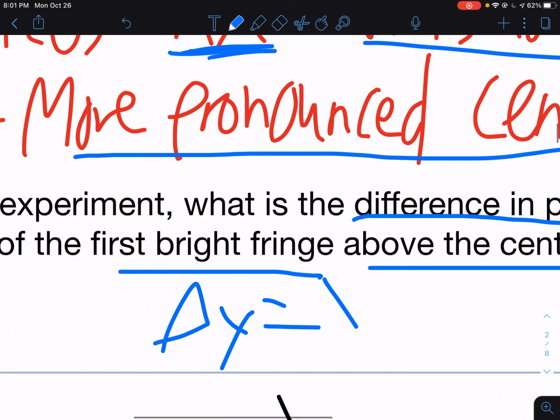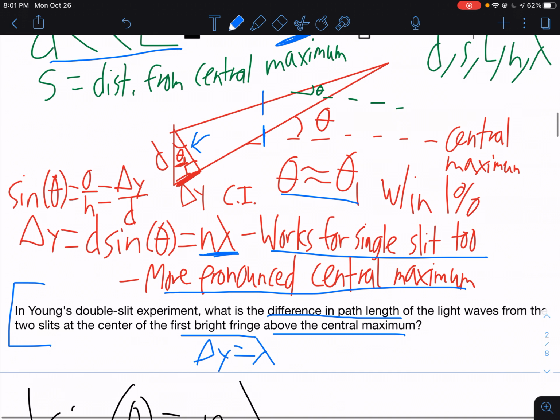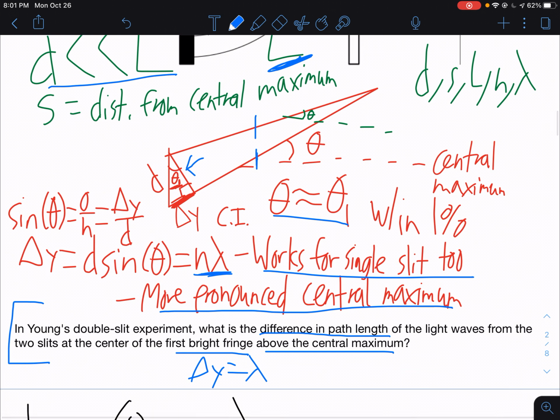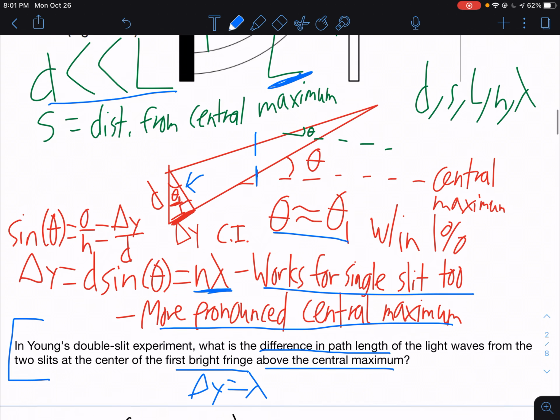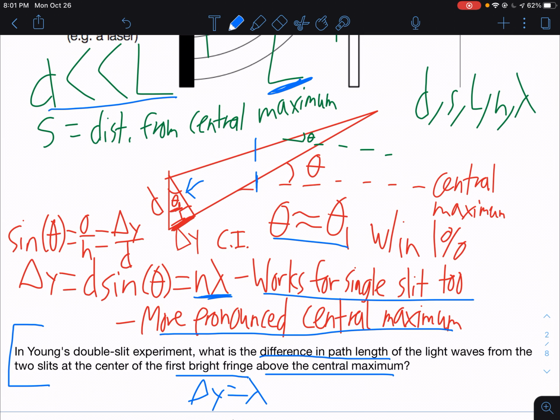Very simple question. There are a few options, like 3/4 lambda and 3/2 lambda, for example. But the right answer is actually lambda, right? Because they only want the difference in path length. So this would be the right answer in this case.